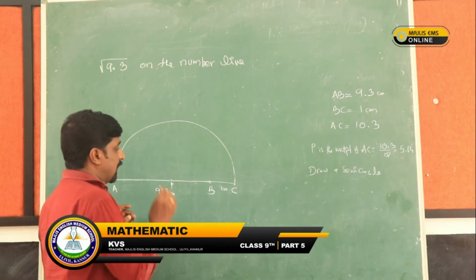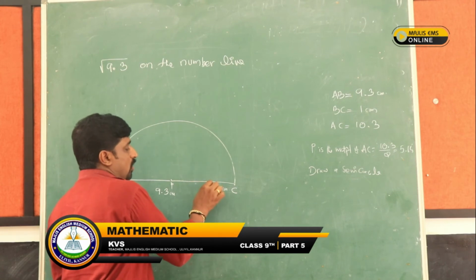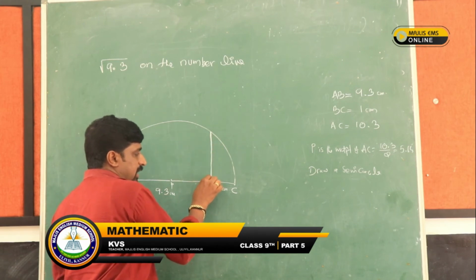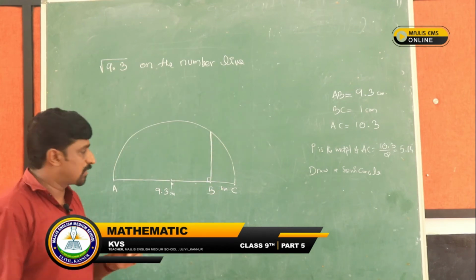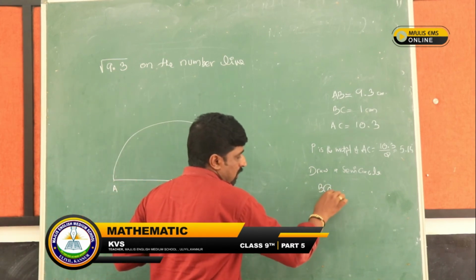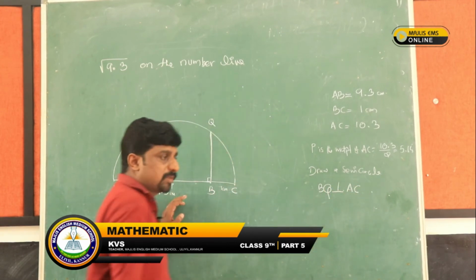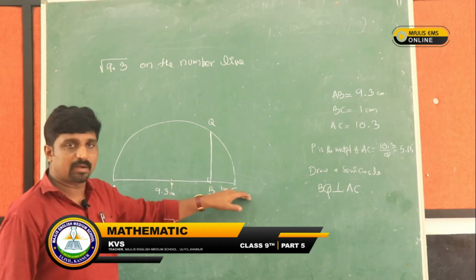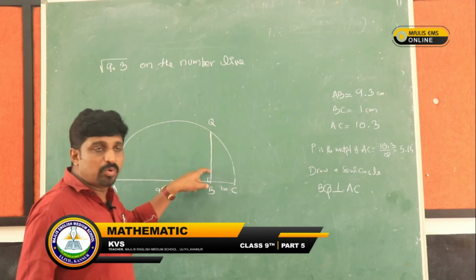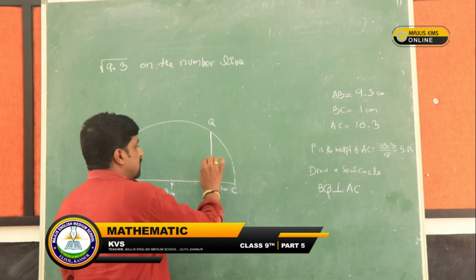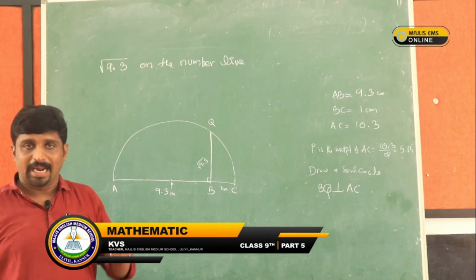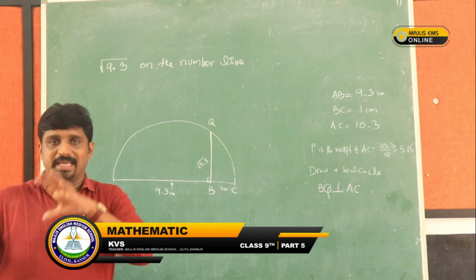After that, you can take a perpendicular from B. We can draw a perpendicular from here, like this, making 90 degree here, and here this is taken as BQ. You can draw like this. BQ is perpendicular to AC, making 90 degree in between. Clear? Actually, this BQ is always root 9.3, and this length is always what we need. This is root 9.3, and this can be marked on the number line.